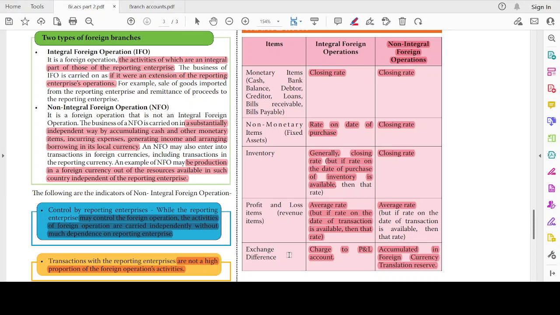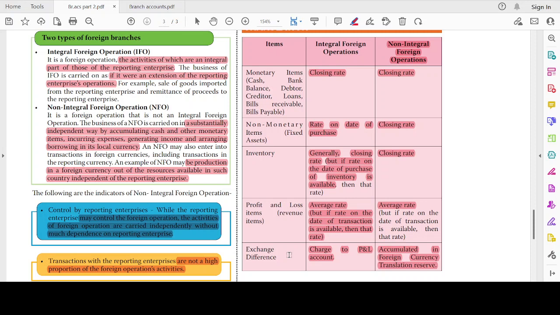Now, non-integral foreign operation: monetary items, non-monetary items, inventory, everything will be at closing rate. Profit and loss account items will be at average rate, and the exchange difference, being an independent operation, will be transferred to an account known as foreign currency translation reserve account.